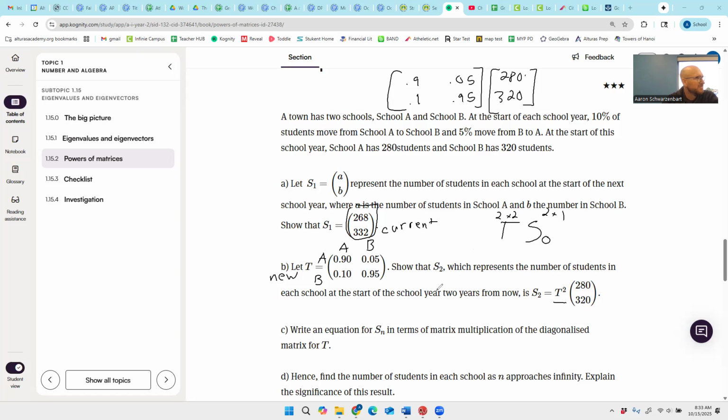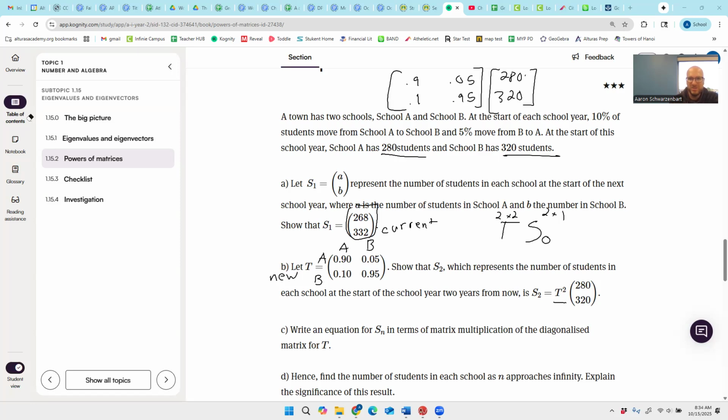I thought that the 268 and 332 was the first year. So where did we get 280 and 320? Oh, it tells us in the problem. So this is the enrollment. This is what it is after they do the switching, either the next year or, students all switch schools in the first 3 weeks.